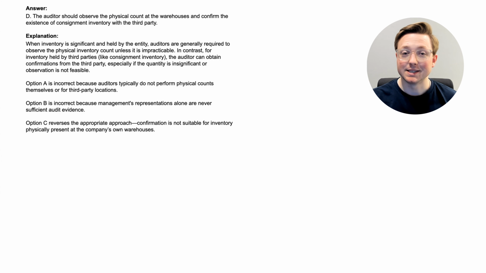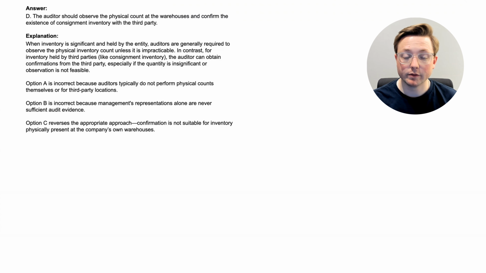All right, here we are. The answer is D. The auditor should observe the physical count at the warehouses and confirm the existence of consignment inventory with a third party. So we're going to learn the difference there. When inventory is significant, like most of the inventory is in a warehouse and held by the entity, auditors are generally required to observe the physical inventory count unless it is impracticable, or basically, you can't really do it.